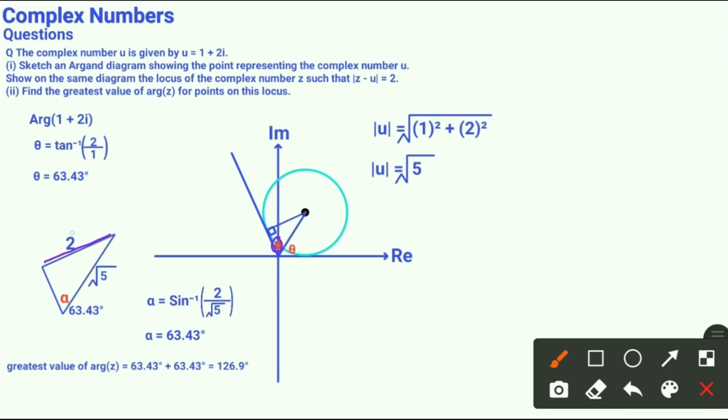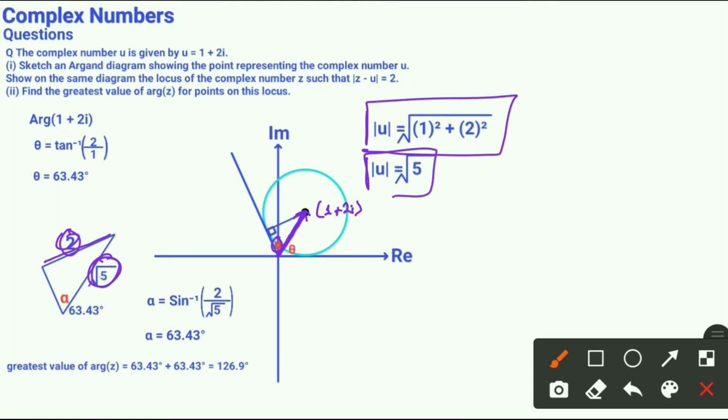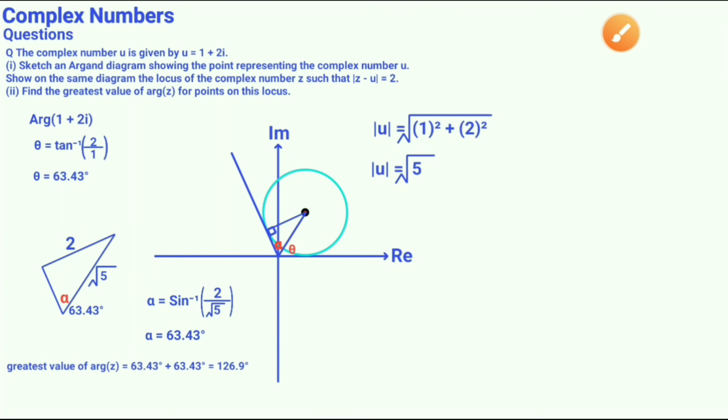Then we'll find this other one. So we have this triangle. We know that the radius of the circle is 2, and if we are trying to find the length, the magnitude of this one, then we know that the coordinate of the center is 1 plus 2i. So we can find this using this. We find the magnitude, and this is root 5, and we need to find this angle, and so the answer is 63.43. 63.43, 126.9 is the answer. Okay, it's done.